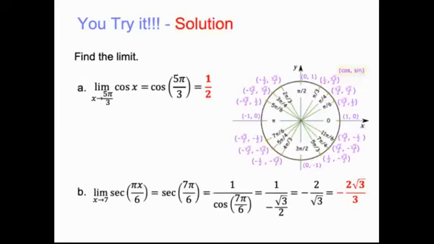Okay, so for part A, the limit as x approaches 5 pi over 3 of cosine x, we just directly substitute 5 pi over 3, and so we end up with cosine of 5 pi over 3. Notice that 5 pi over 3 is over here in the fourth quadrant. So cosine is the x value, which is 1/2, so the limit equals 1/2.